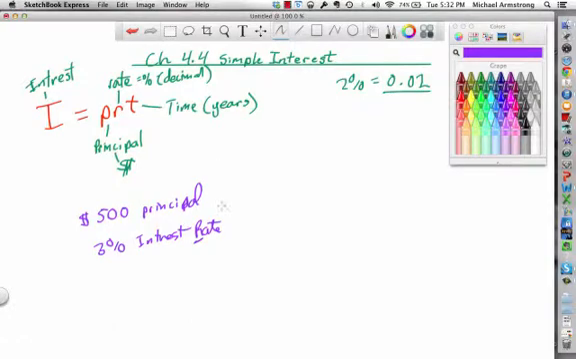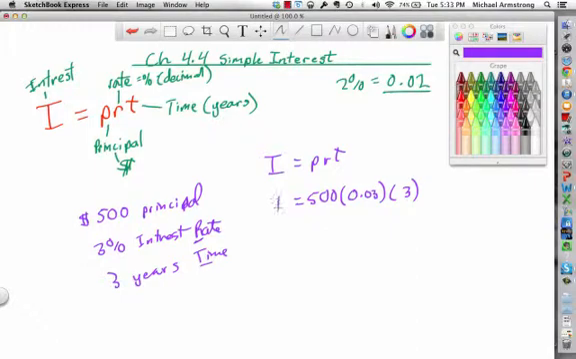So for the interest after 3 years, we take what we can and put it in the formula. We write the formula, I equals PRT. The principal is $500. The rate is 3%, excuse me, so that's 0.03. And the time, it says after 3 years, so 3 years. That's time. So times 3, and that equals your interest.